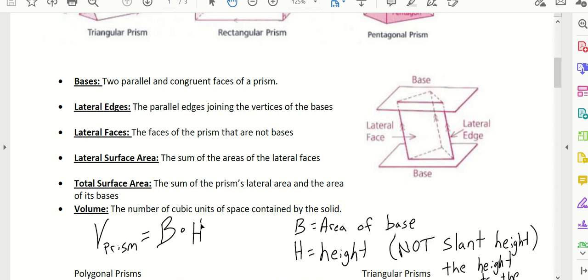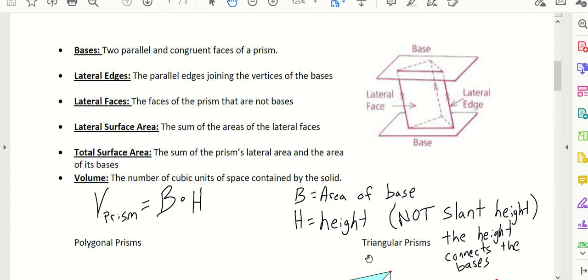Let's talk about volume. Volume is the number of cubic units of space contained by the solid. How do we find the volume of the prism? It is the area of the base, right? B is the area of the base, multiplied by the height, where height is the height of the prism. Now, when we talk about height, the height is going to be the perpendicular segment from one base to another.